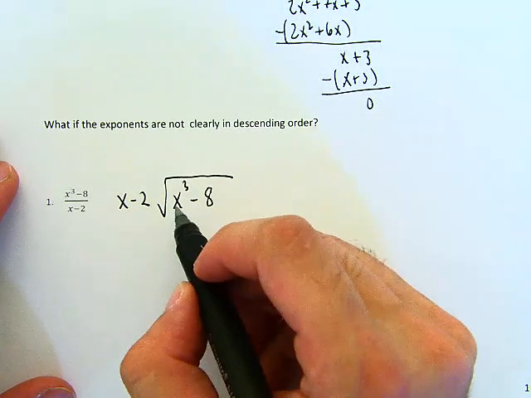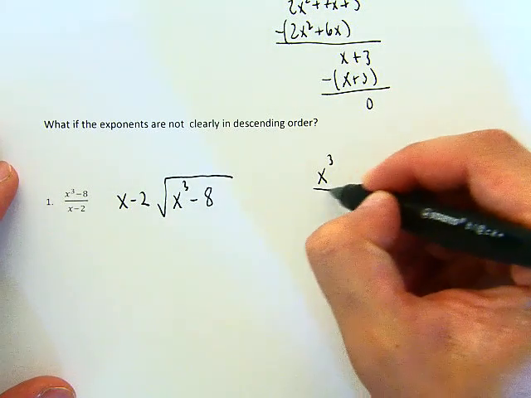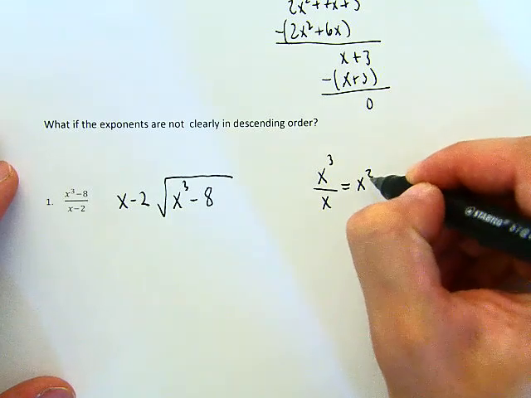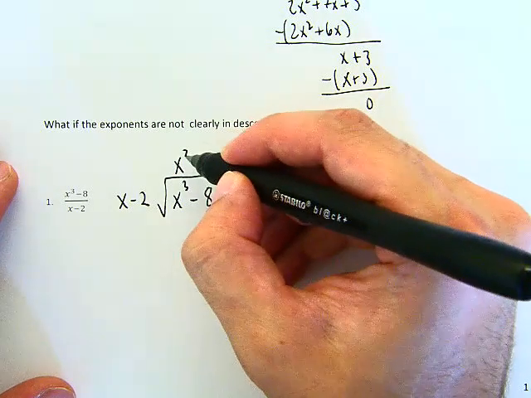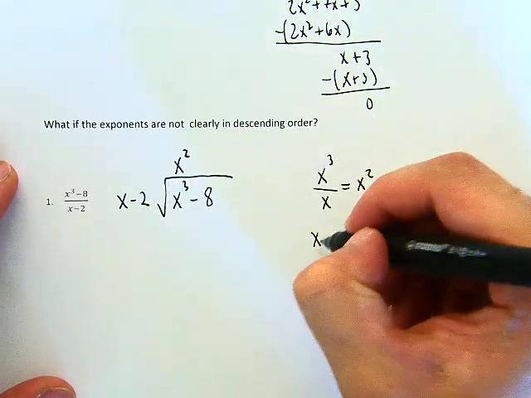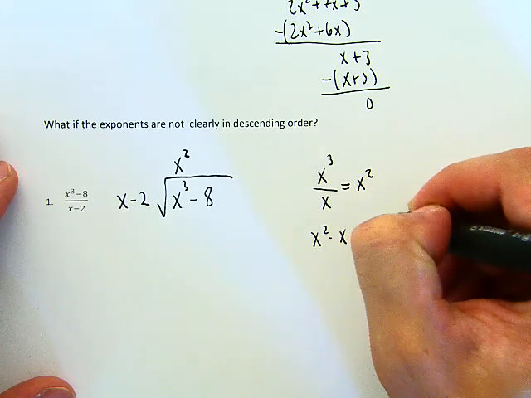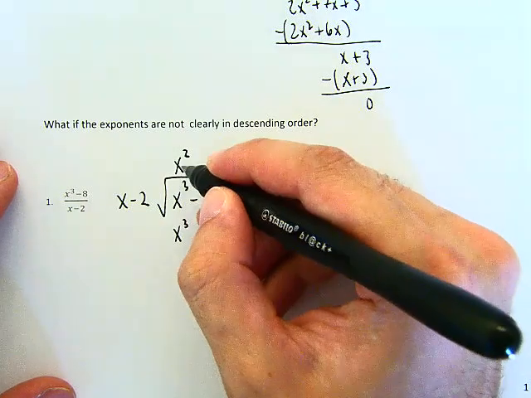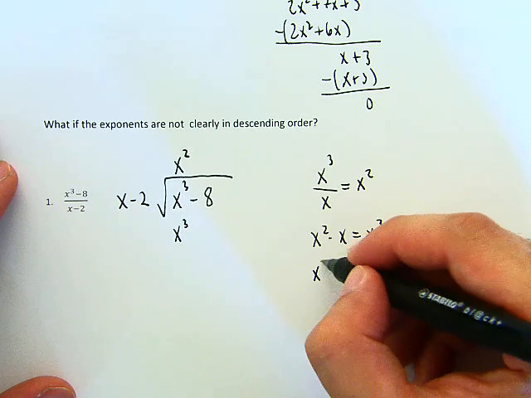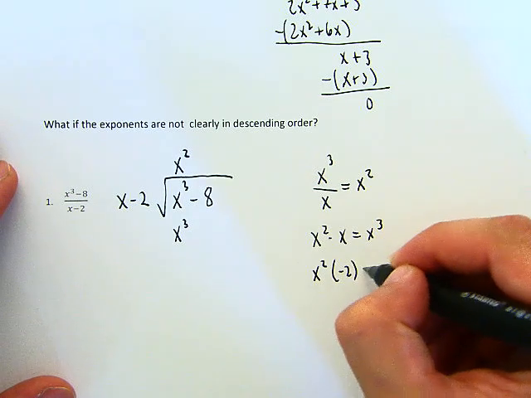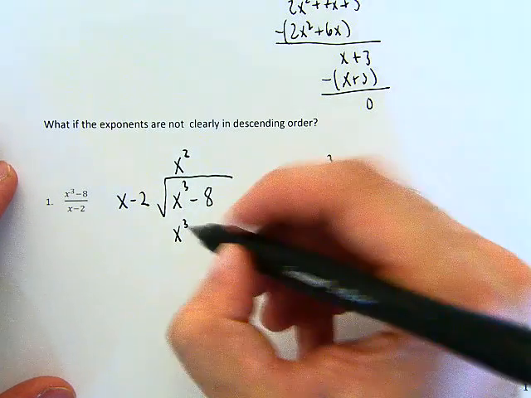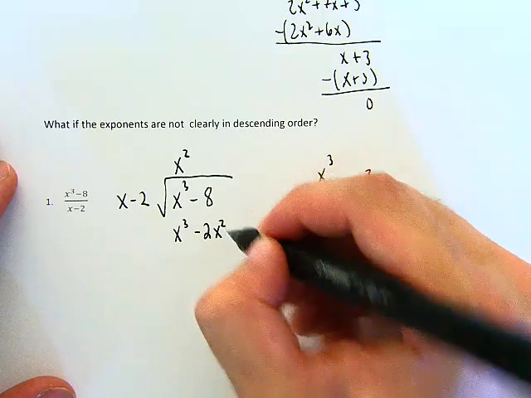How many times does x go into x cubed? We have x cubed divided by x, and that's x squared. So this x squared goes on top. X squared times x is x cubed, so that goes over here. X squared times minus 2 is negative 2x squared, and that goes here.